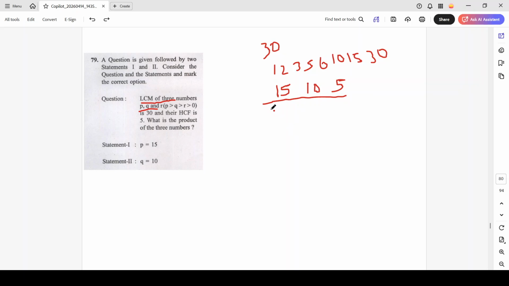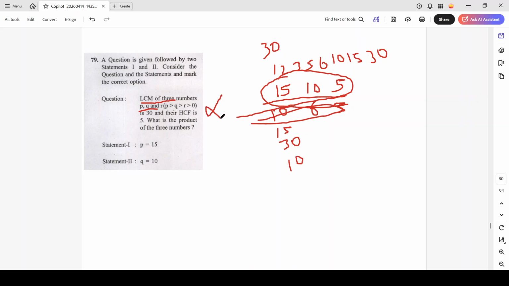Suppose we take it as 10, 6, 5. Also this is not a possibility. Okay, so here in this case we will get different possibilities. 50 we will get, there will be a possibility of 30, and there will be another possibility of 10. So this alone cannot answer this question.